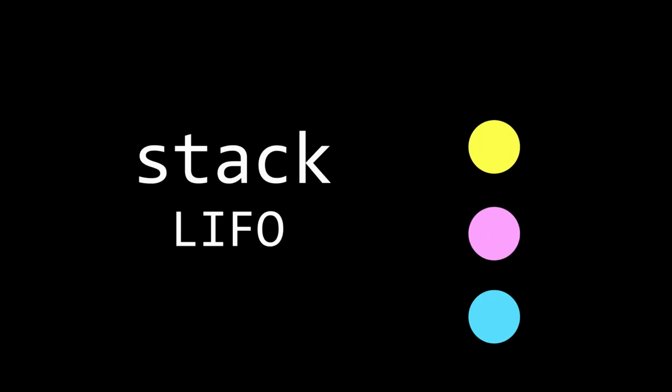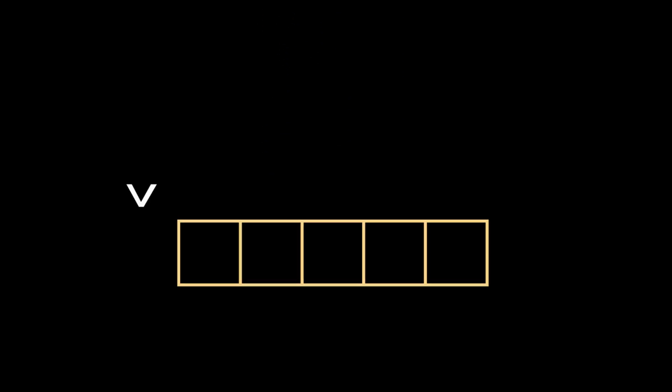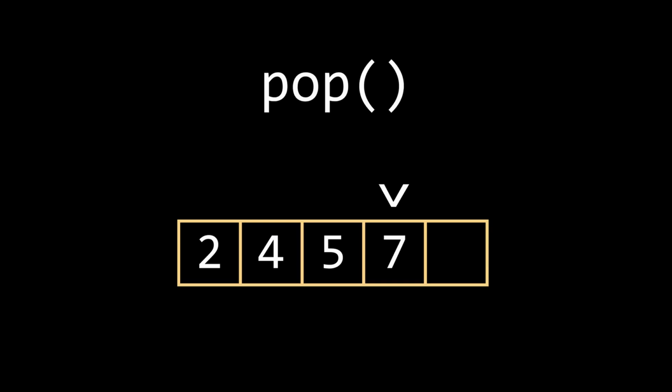A stack follows the last in first out principle, just like taking a pancake from a stack. Practically, just imagine a pointer that always points to the item that was last added to the structure. Then you can pop, so remove the last item, which increments the pointer back.